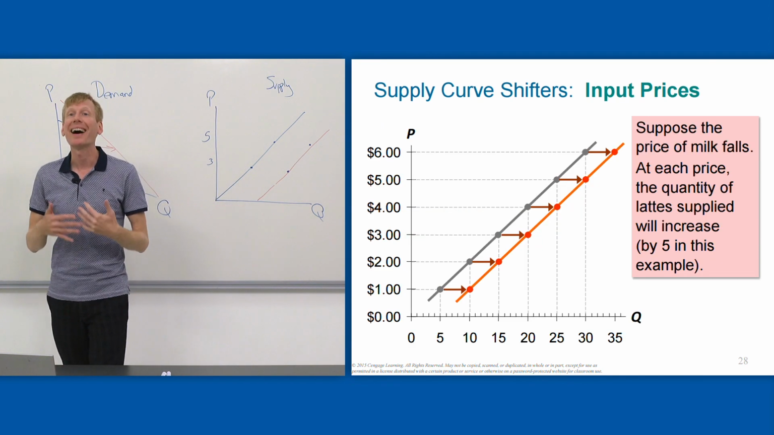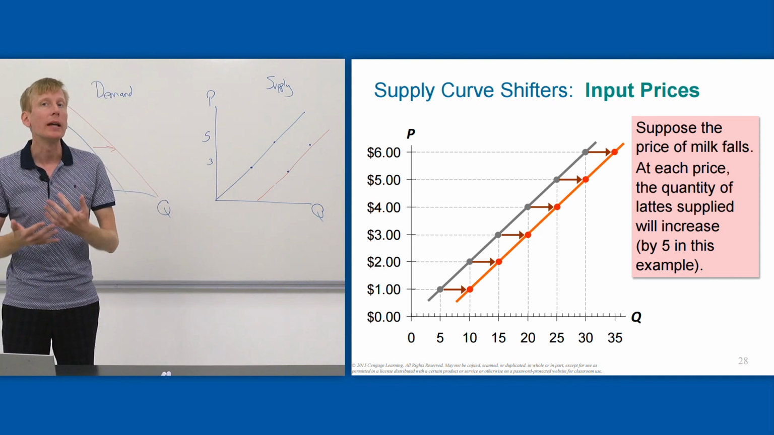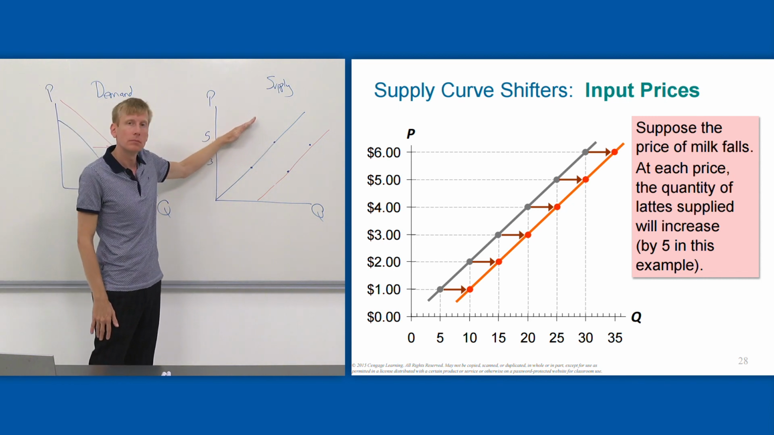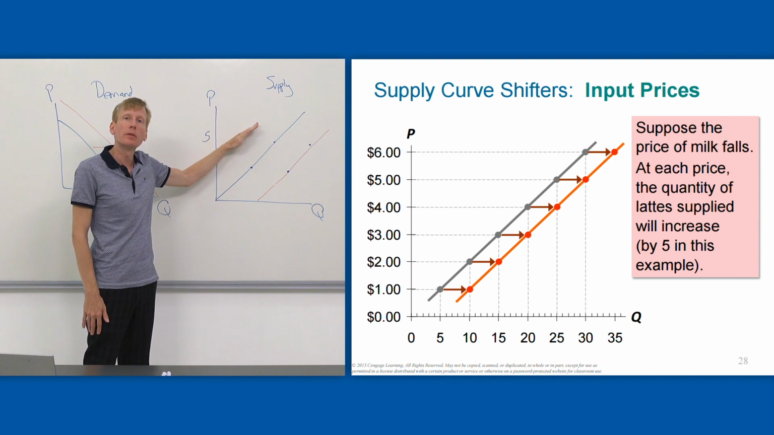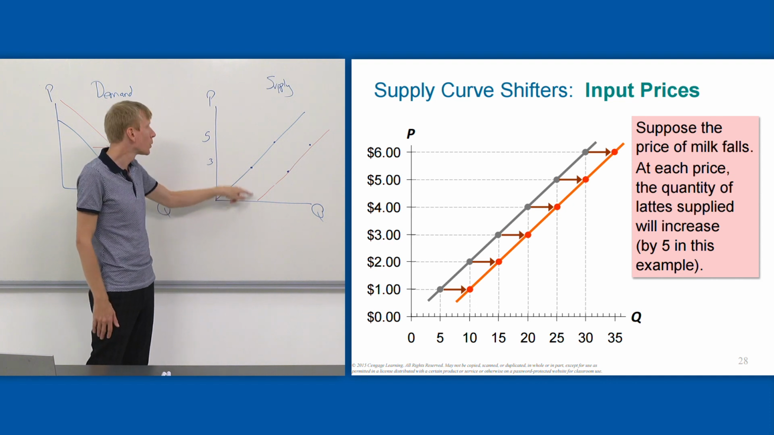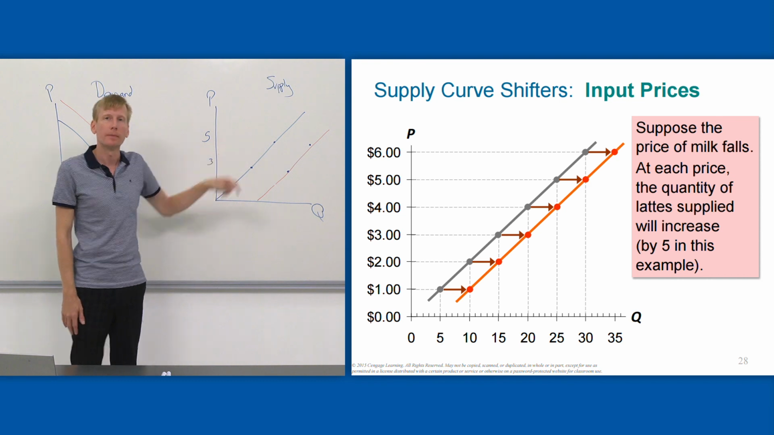On the other hand, higher input prices, like higher rent, higher wage costs, they shift our supply curve in. It means that for that given price, we're not willing to produce as much as we would produce before, or in order to produce the same quantity, we will require a higher price than we would require before.